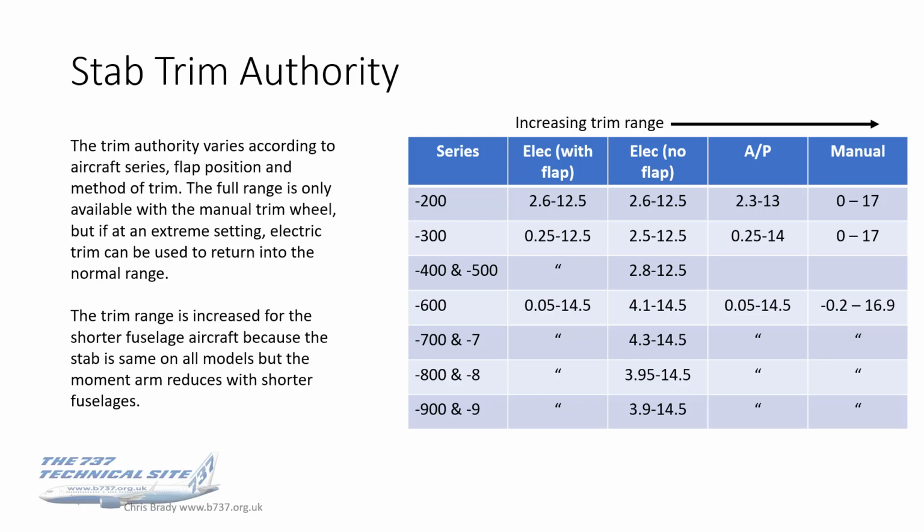As I say, it's all summarised on that table there, and you can see that I've put the hierarchy of increasing trim range from left to right. So the narrowest trim range is electric trim with flap, then electric trim with clean, then the autopilot, and then manual trim.